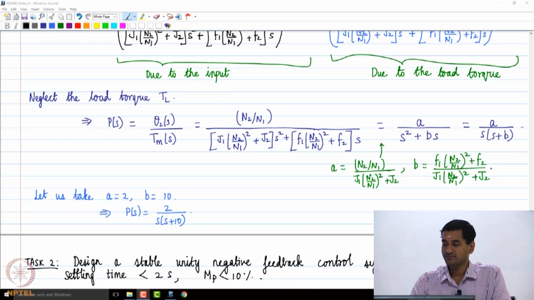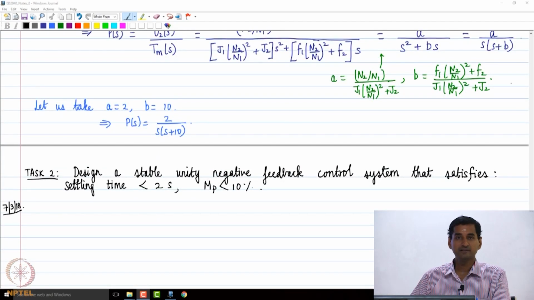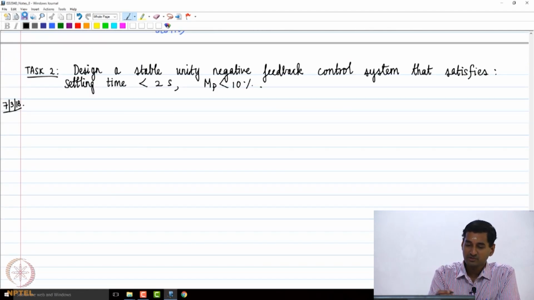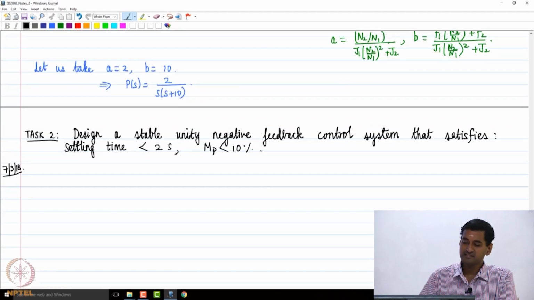Consequently, we are interested in designing a closed loop feedback control system that would stabilize the closed loop system, and not only stabilize it, but also satisfy the performance requirements of the settling time being less than 2 seconds and peak overshoot being less than 10%. That's where we stopped yesterday. Now let's complete the design process today.